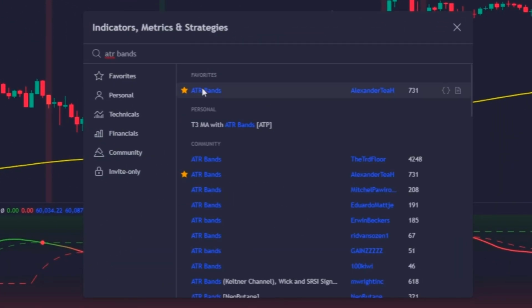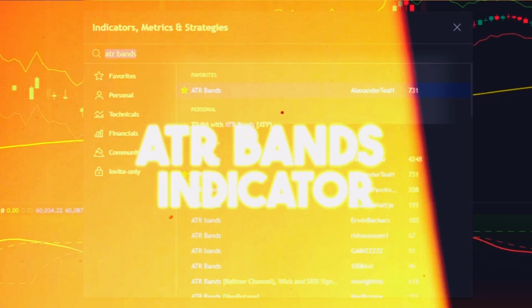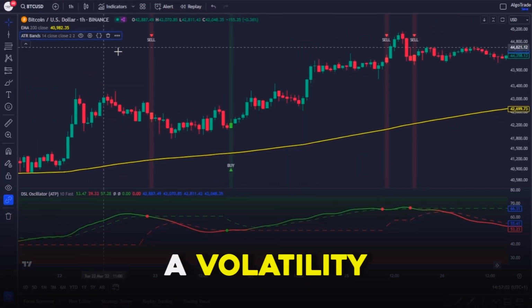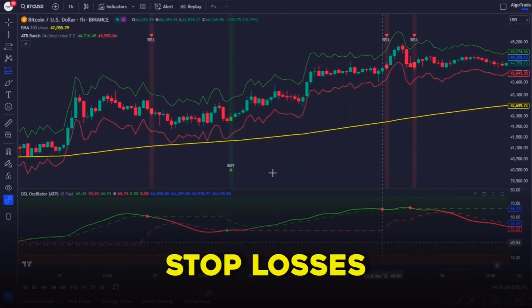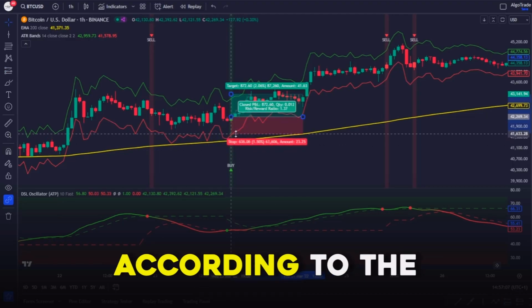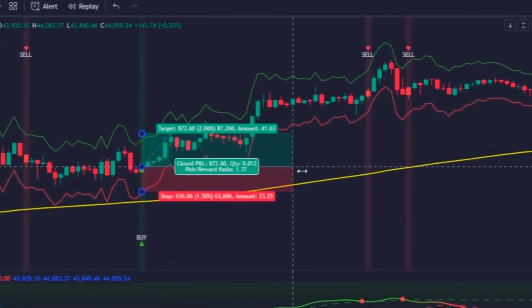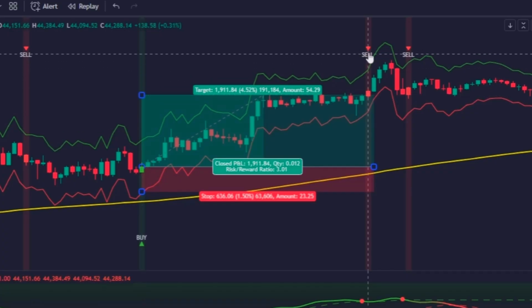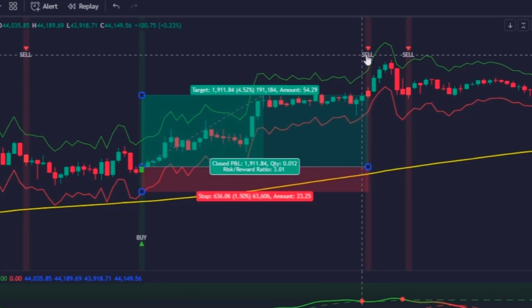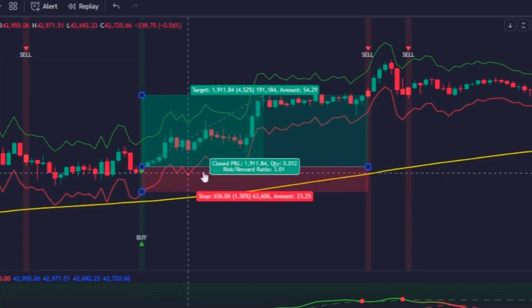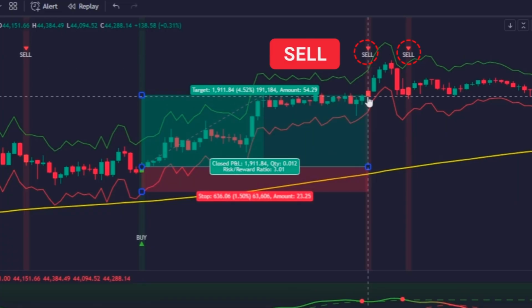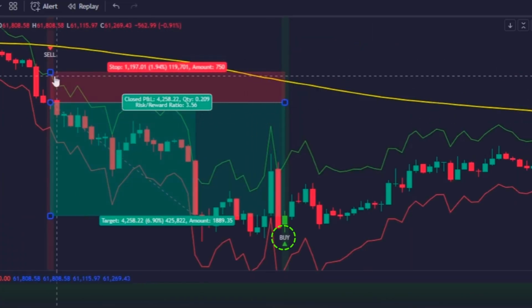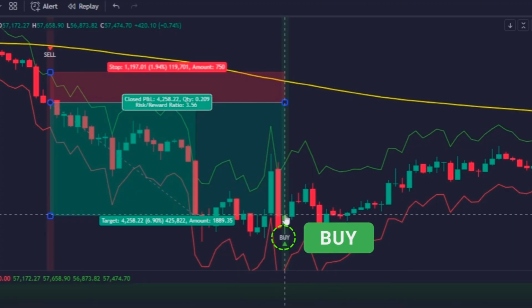For the risk management, I will use the same method as in all the other episodes by using the ATR bands indicator with a multiplier of 2, a volatility indicator that places the stop losses directly on your charts according to the market's volatility. The only difference is that for today's backtest, I will not use any fixed take profit level, as I will only exit from a position whenever an opposite signal is printed by the indicator. That means I will only exit from a long position if a sell signal is printed, and I will only exit from a short position if a buy signal is printed on my charts.